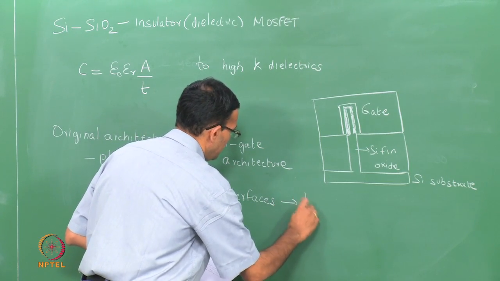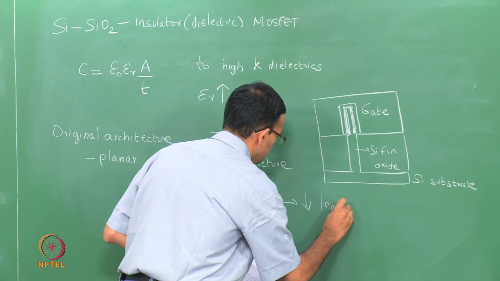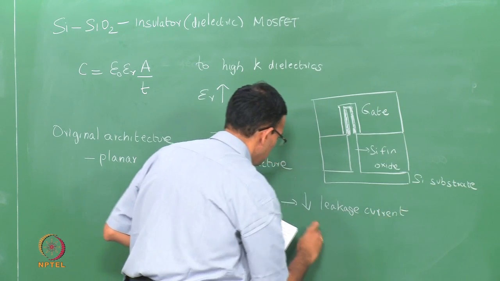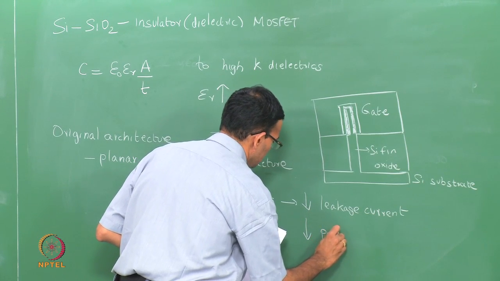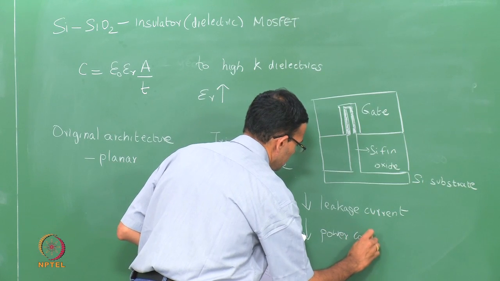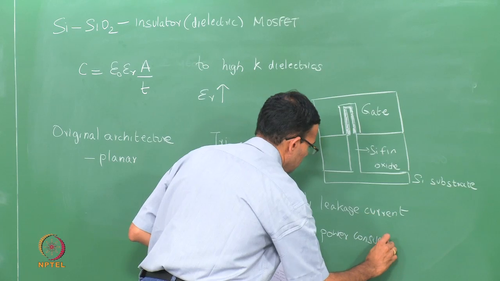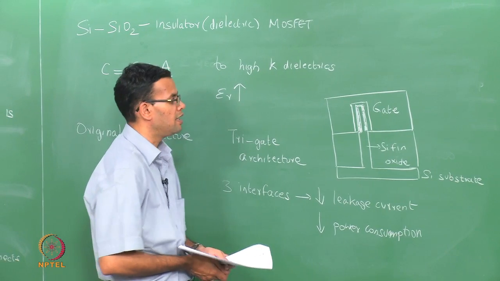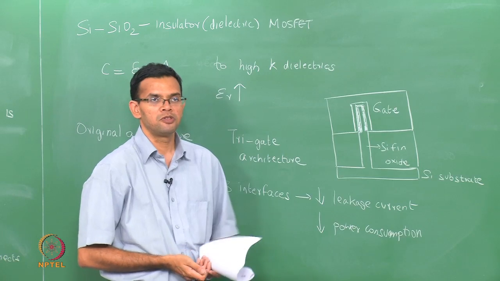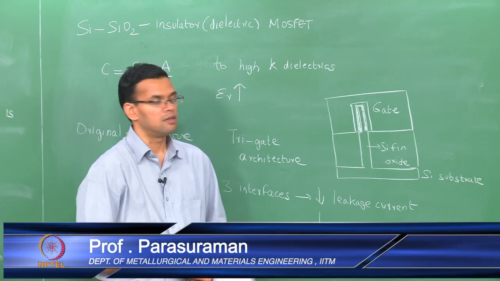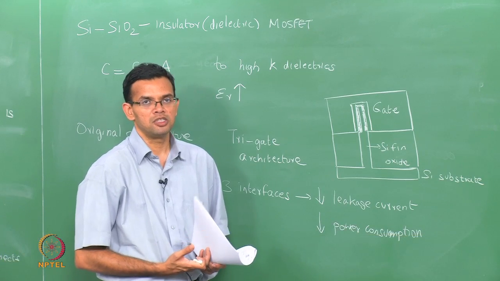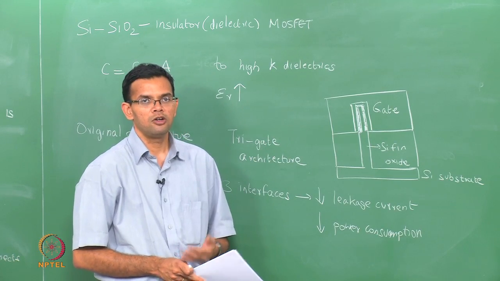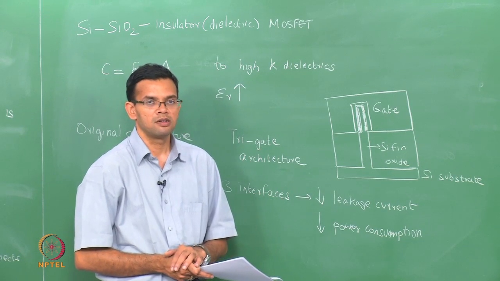So, this reduces the leakage current in the device and correspondingly also reduces power consumption. This becomes very critical when you are looking at devices, for example, chips for mobile phones or other tablets, where power consumption is very critical. So, in that case you have process improvements in order to help make your devices better.